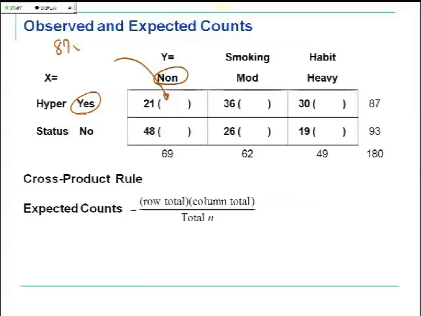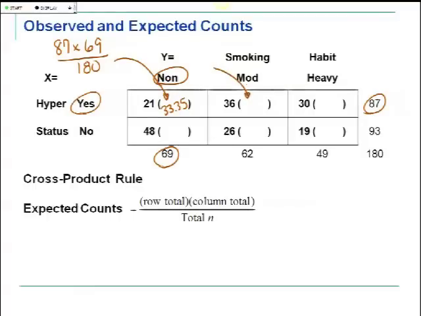87 times 69, and then divide that by 180. And that will give you not a whole number, it'll give you a 33.35. Let's have you find one more, or think that through.